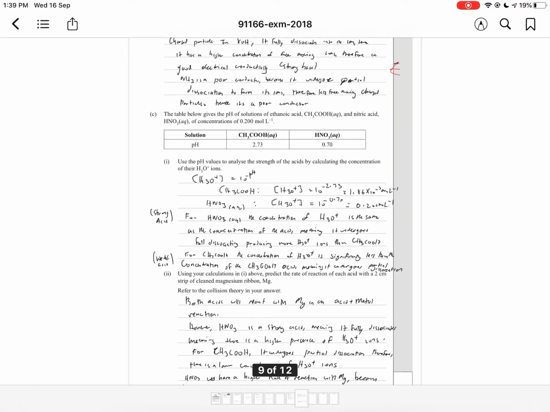For achieved, it's just identifying weak or strong acids. One correct calculation is an achieved, and you can say the strong acid will react faster because it has a faster rate of reaction, and that will get you an achieved. So once again, for achieved, it's just bullet points, and that's enough to get you achieved.